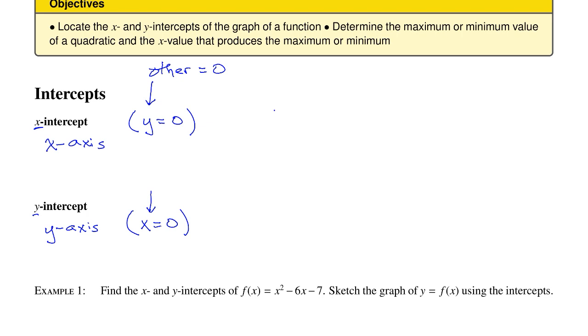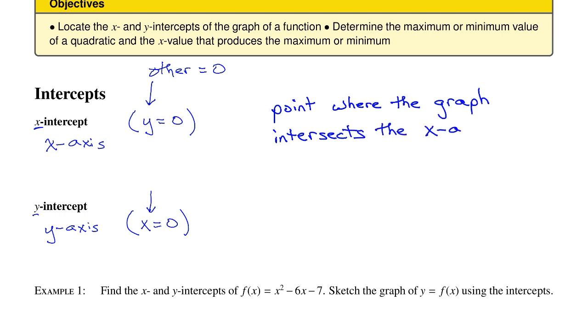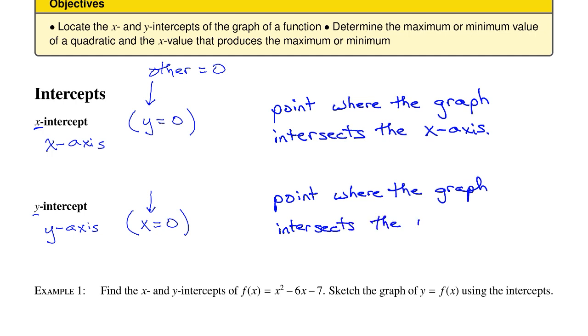So let's write out these definitions completely. So the x-intercept is the point where the graph intersects the x-axis, and the y-intercept is the point where the graph intersects the y-axis. And both of these will be important in their own right when we start doing applications.